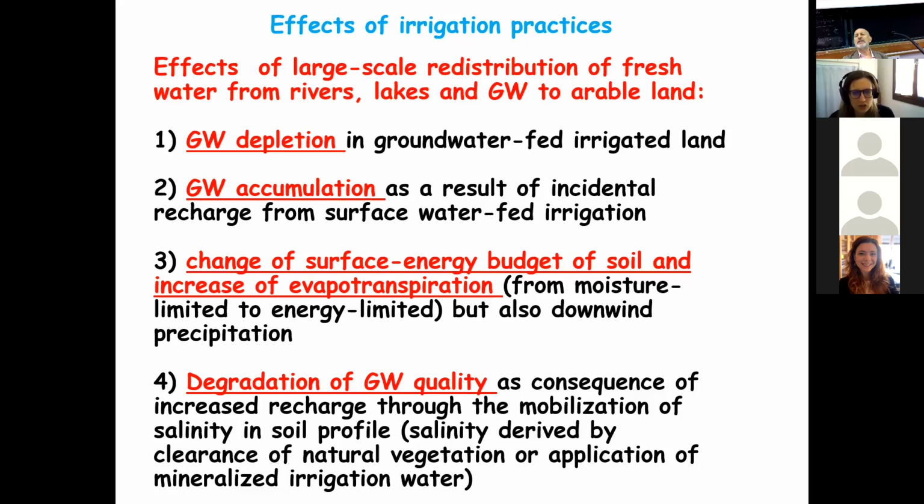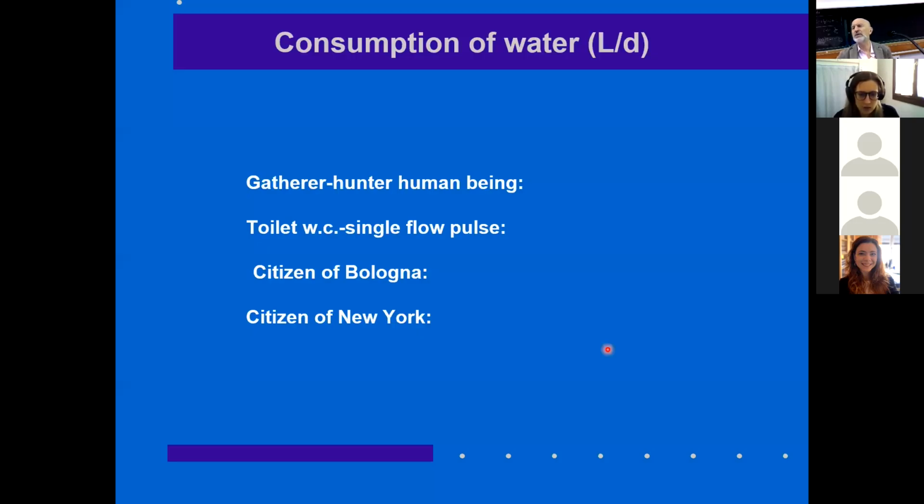Yes, effects of irrigation practices. So you have groundwater depletion, in the case you are utilizing groundwater for irrigation, or on the other hand, you can have groundwater accumulation as a result of using surface water as irrigation water. You can have a change of evapotranspiration, that in some cases could be an increase of evapotranspiration due to irrigation, and a degradation of groundwater quality because irrigation is accompanied by the use of pesticides and other chemicals that can worsen the quality of groundwater. So irrigation has a strong impact on water resources.